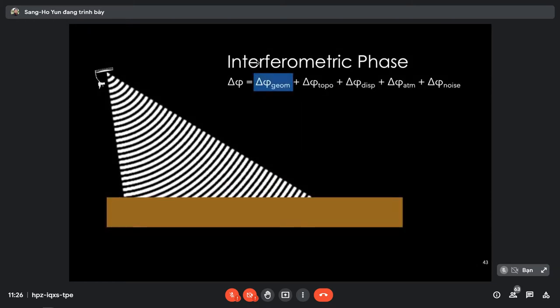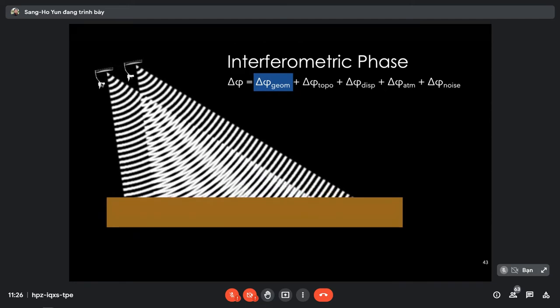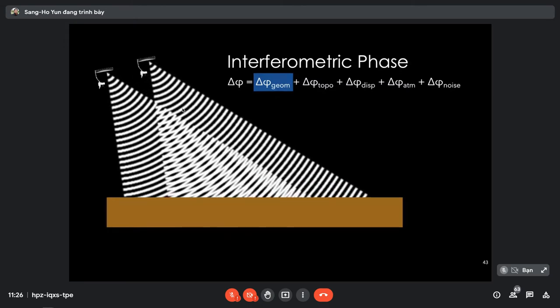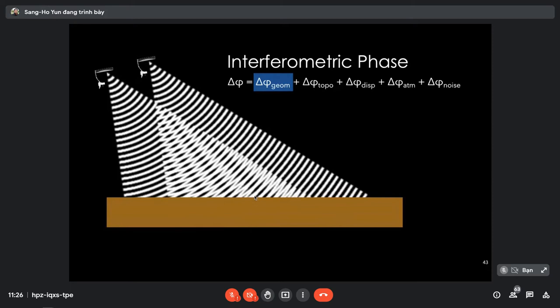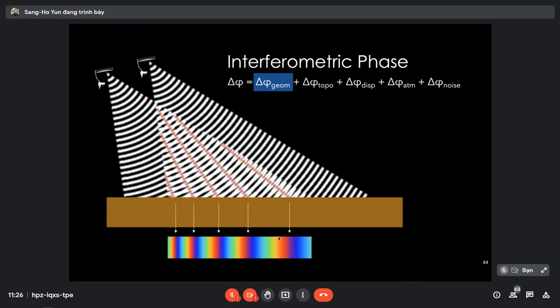Now let's look at the interferogram in more detail. Interferometric phase has different components. First, let's imagine the satellite acquired data at T1, and then at T2 we try to put the satellite right back in the same position, but realistically there's always a difference between the two satellite positions. As you increase the distance between the two positions, or baseline, particularly the perpendicular baseline, the interference pattern gets denser and denser. That shows up as a color fringe cycle in the interferogram. So there is that geometric component, or baseline dependent component.